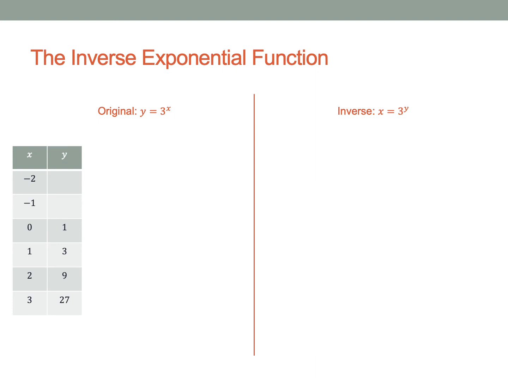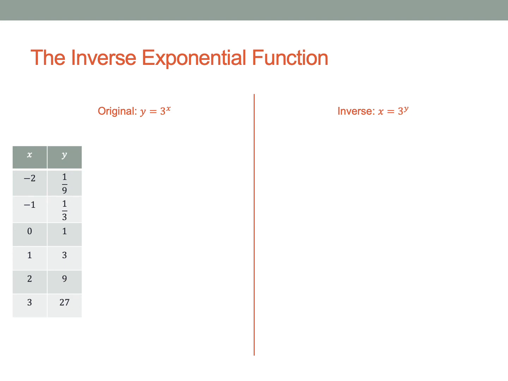The negative ones, right? It's basically the reciprocal of the power. So 3 to the -1 is 1/3. And 3 to the -2 is equal to 1/9.